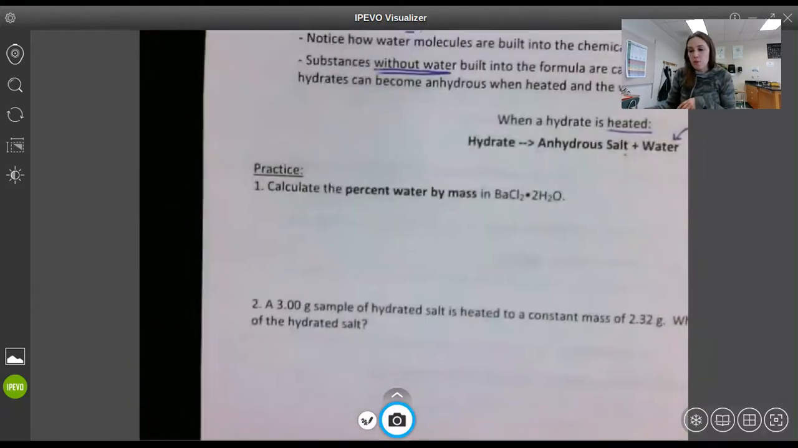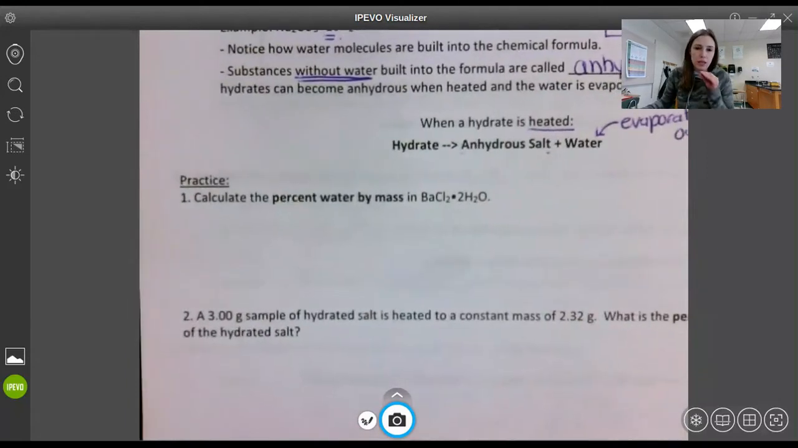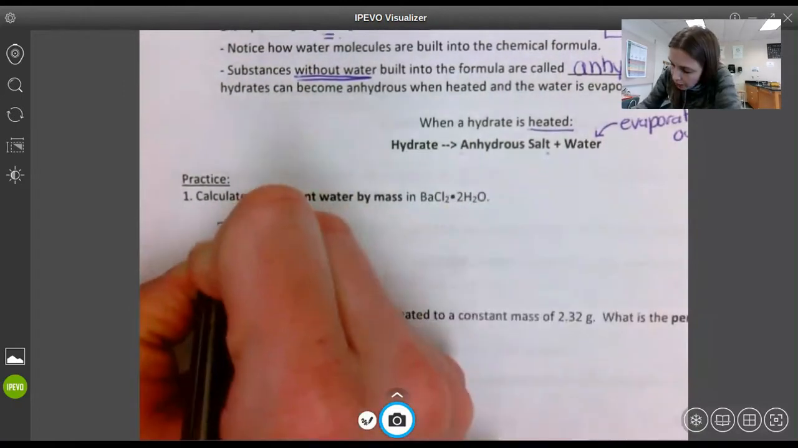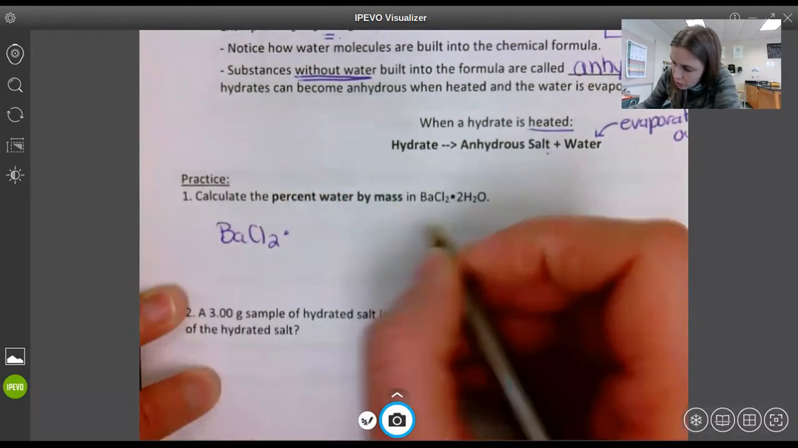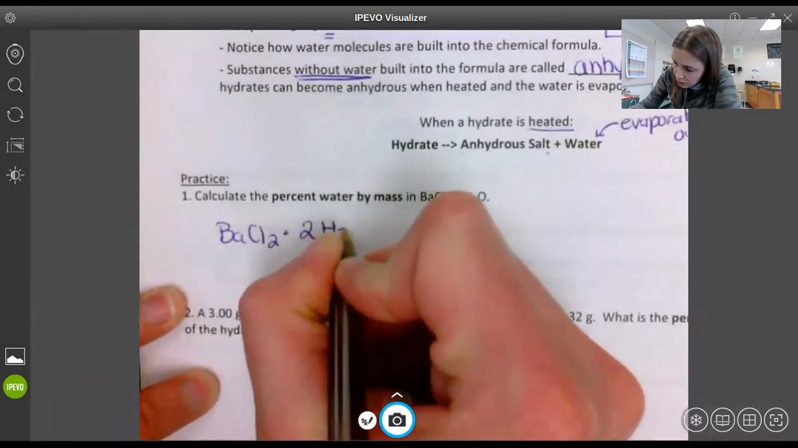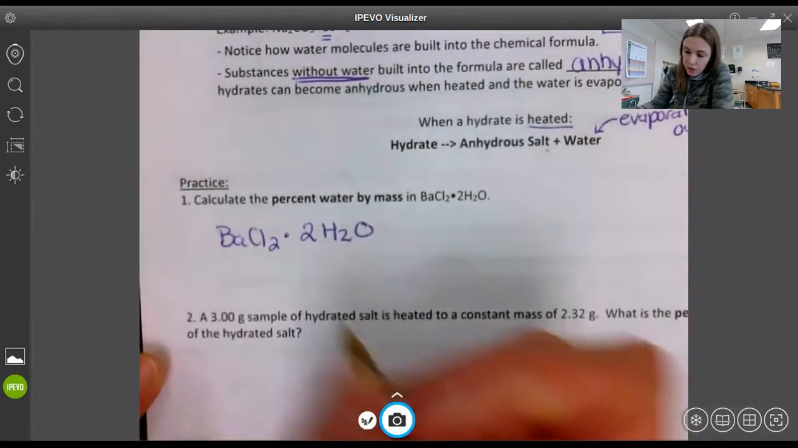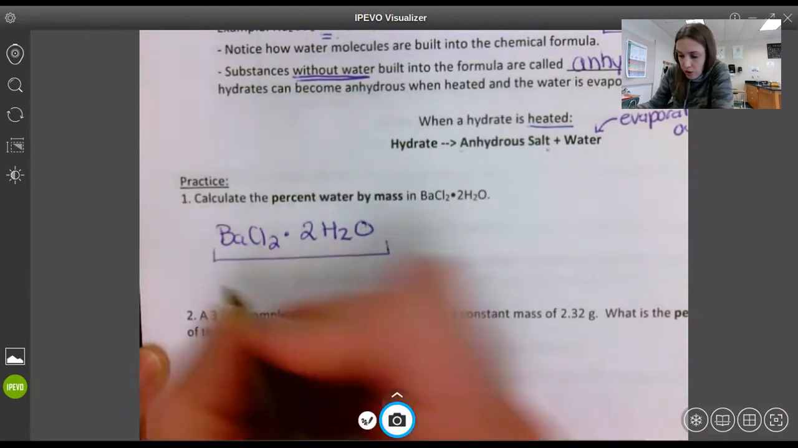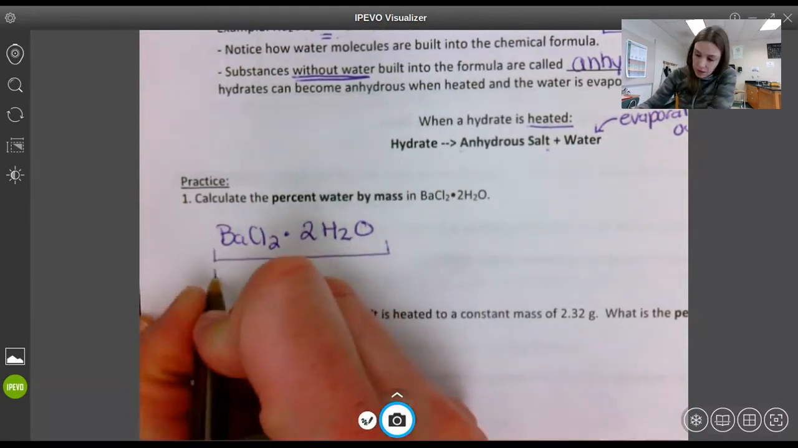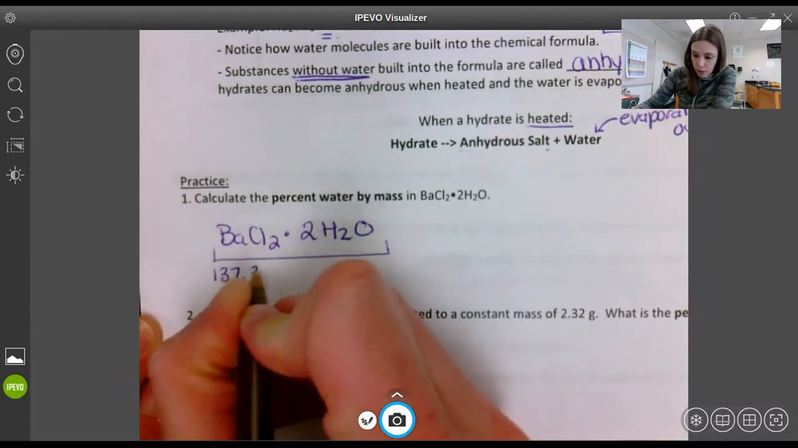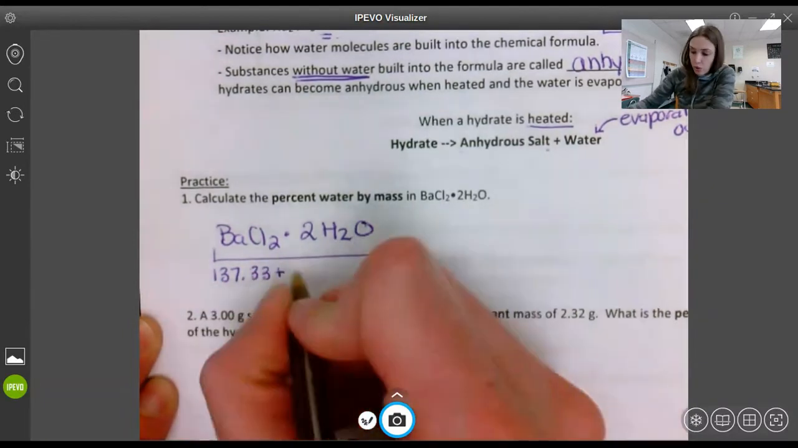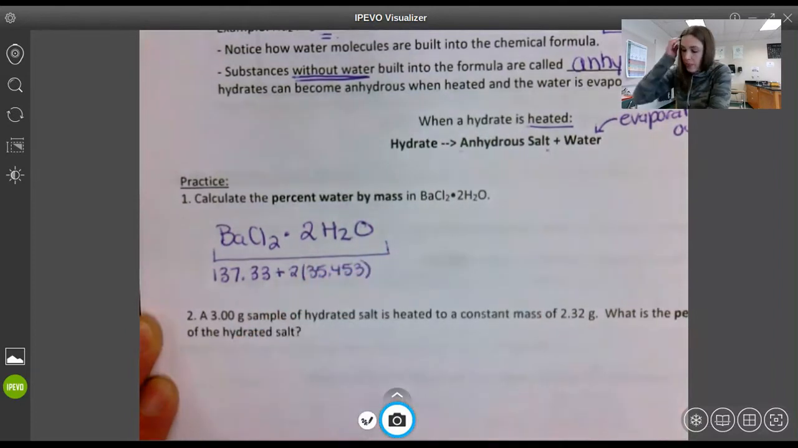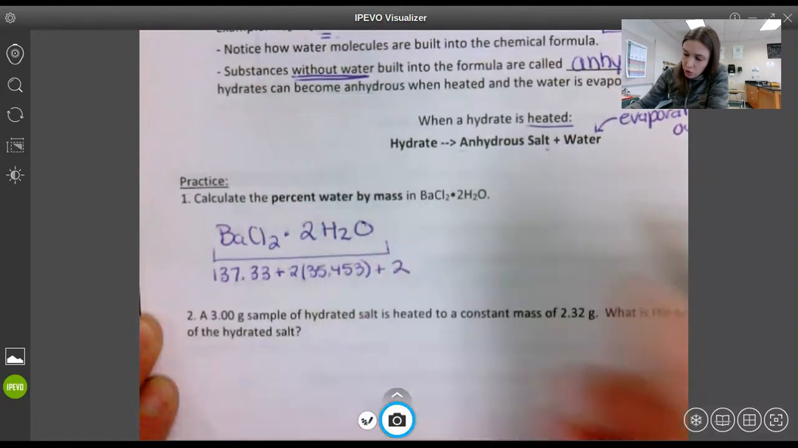But let's first start with number 1 on here, which is just going to review what we did in percent composition by using the formula. So I am looking at my BaCl2 and I want to know the percent water by mass. So I'm going to start off first with my barium chloride. So I'm looking at this whole hydrate. So my barium mass off the periodic table is 137.33. I have my 2 chlorine, so 2 times 35.453. And then I'm going to add in my 2 water molecules.